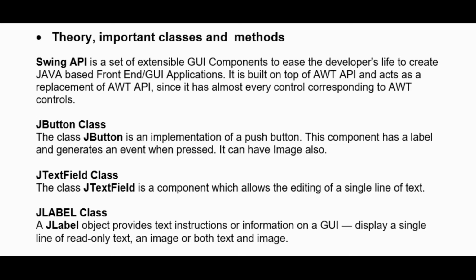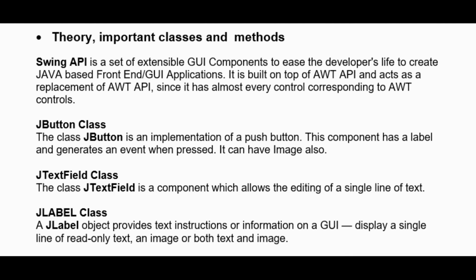JButton class. The class JButton is an implementation of a push button. This component has a label and generates an event when pressed. It can have an image also. JTextField class. The class JTextField is a component which allows the editing of a single line of text.